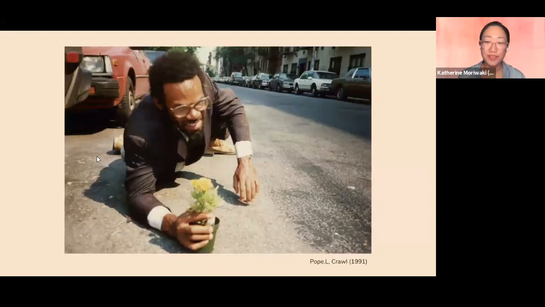And so this is an interesting project by the artist Pope L. It's a series of works basically that he has been creating since the late 70s on through the 90s, and they're called crawls. And this is one instance of that work from 1991. And what he did was crawl around Tompkins Square Park wearing a business suit.